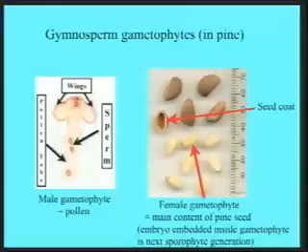You can see it only consists of a small number of cells. It's an extremely reduced organism, but it is an organism. This is every bit as much a plant as a pine tree is. It's just the haploid generation. It's not the diploid generation.